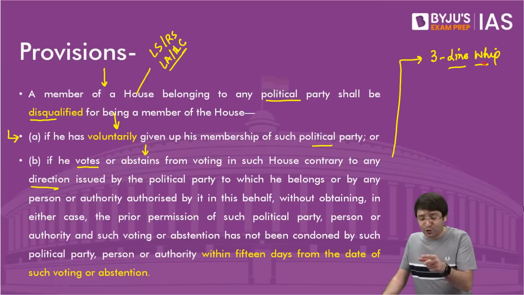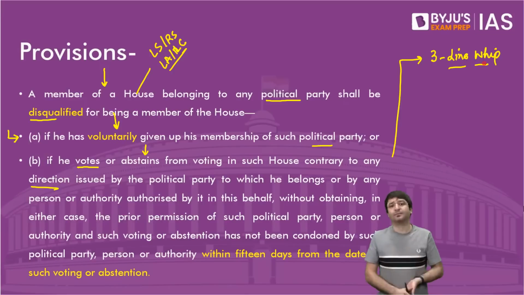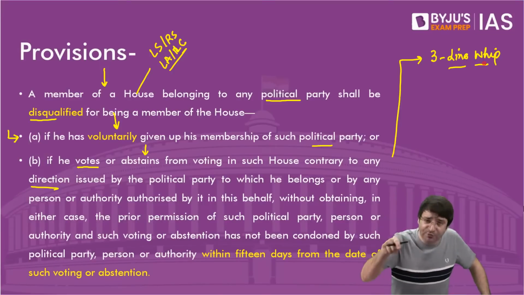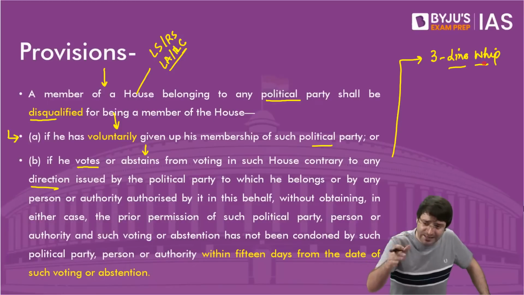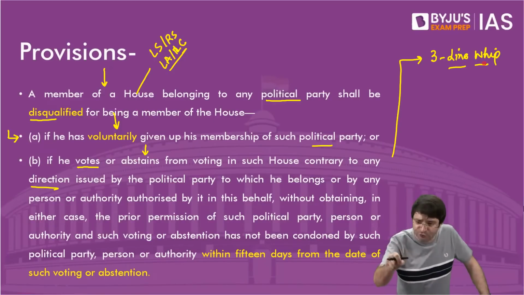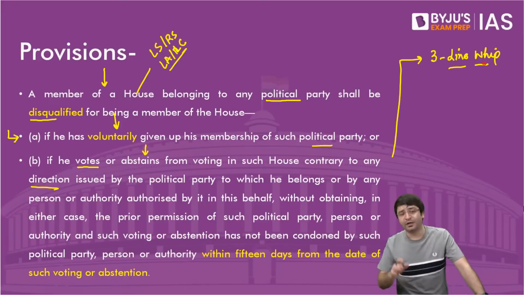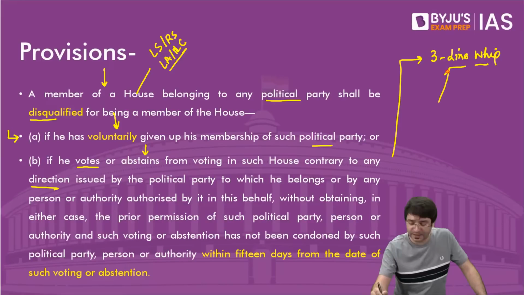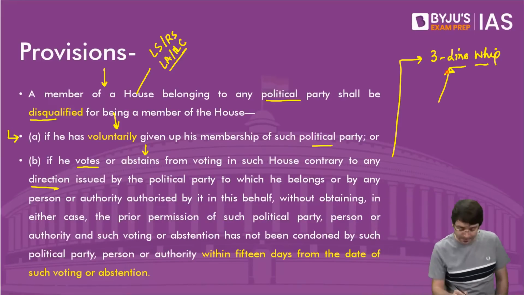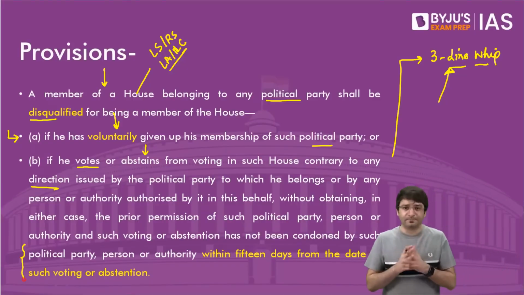If you decide to vote against that no confidence motion, or if you decide to abstain, because the direction is clear, you have to vote in favor of this no confidence motion. If you do anything which is contrary to this directive, what is contrary to this directive? If you vote against this no confidence motion, if you are abstaining from voting, you will be disqualified under anti-defection law. But there is an exception.